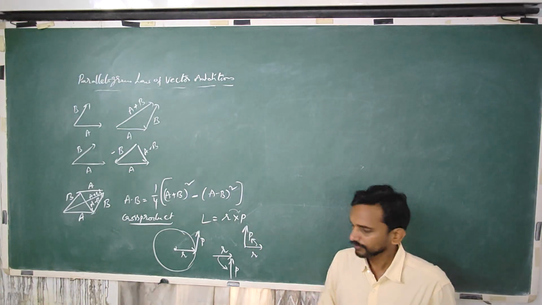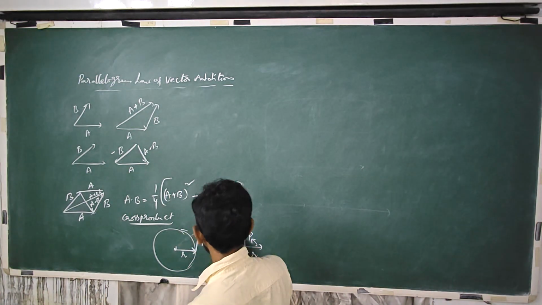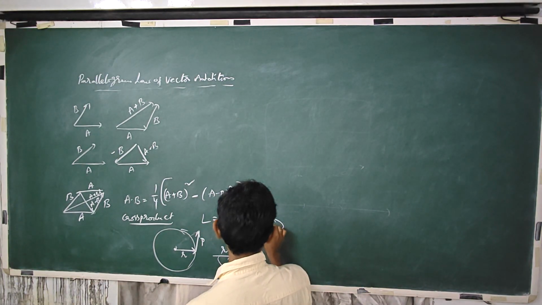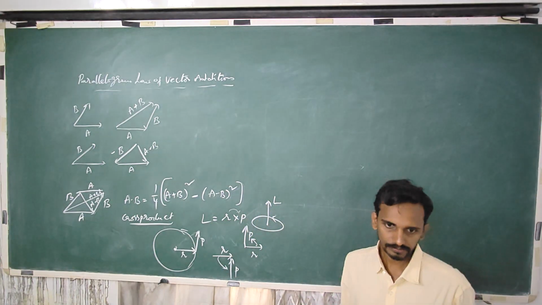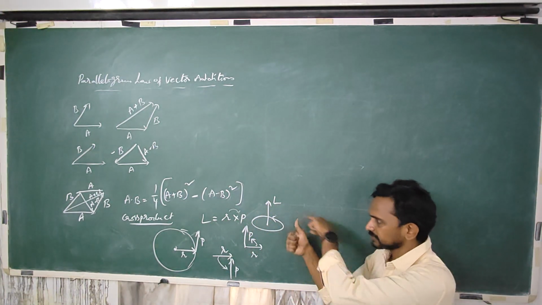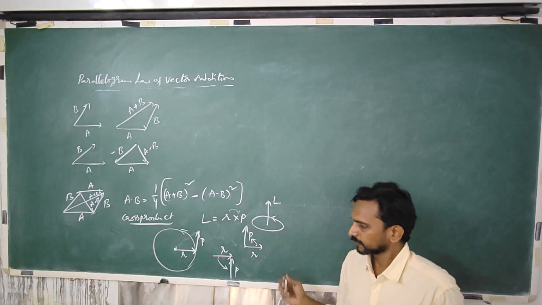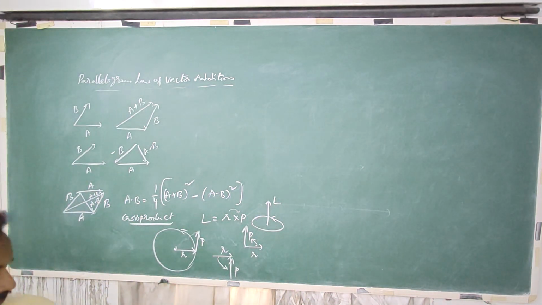Here also the same. So when the object executes circular motion in the anti-clockwise direction, the resultant angular momentum is upwards. So if the curl of your fingers gives you the direction of motion, upwards is the direction of the angular momentum vector.